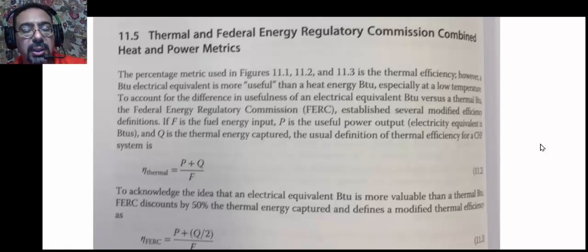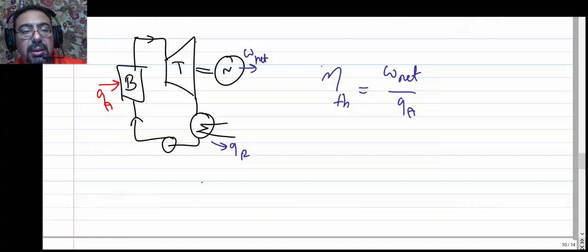Alright, next section is when we try to evaluate the efficiency of such a system, a CHP system. How do we calculate their efficiency? Okay, it's that section. So let's look at a simple Rankine cycle. Here is a simple Rankine cycle: boiler, turbine, condenser, pump.